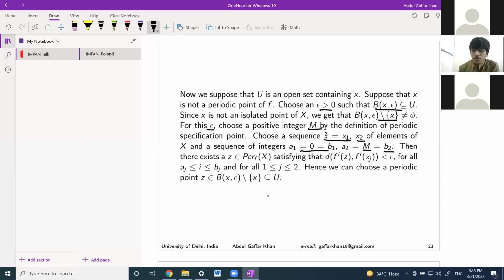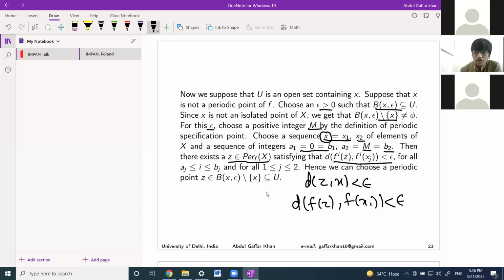Then applying the definition of periodic specification property of x, we can find a periodic point z, because of the periodic specification property, which will trace the pieces of this orbit. So this again implies that the distance between z and x1 is less than epsilon, and the distance between fz and fx1 is less than epsilon. We don't need this. We just need to show the existence of the periodic point z in the epsilon neighborhood. Since x is not a periodic point, z cannot be x. So the deleted neighborhood contains a periodic point and x can be seen as a limit of periodic points.